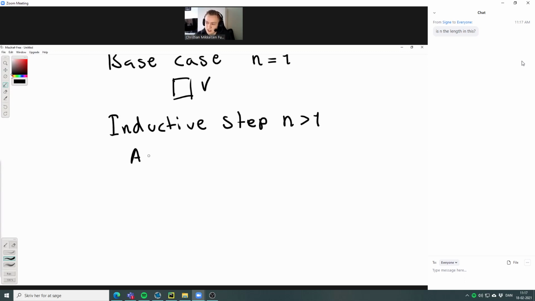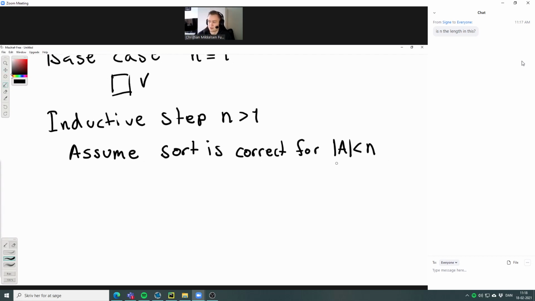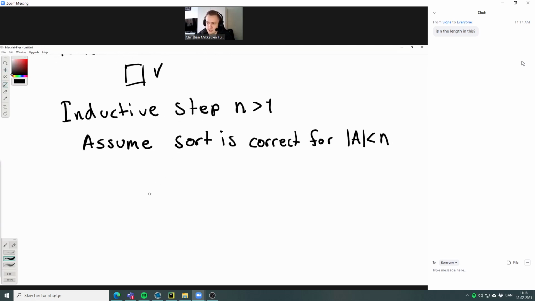And here we can assume, so this is our inductive assumption, whatever you want to call it, we assume that sort is correct for an array of length less than n. Okay. So we can't assume that it is correct for n, but we can assume that it is correct for any array that has length less than n. And now we have to show that it's also true for n.